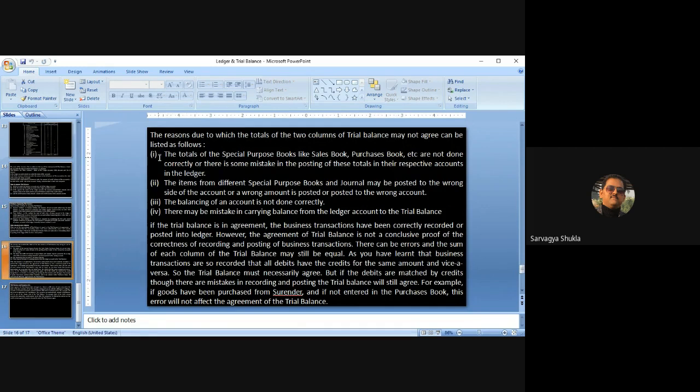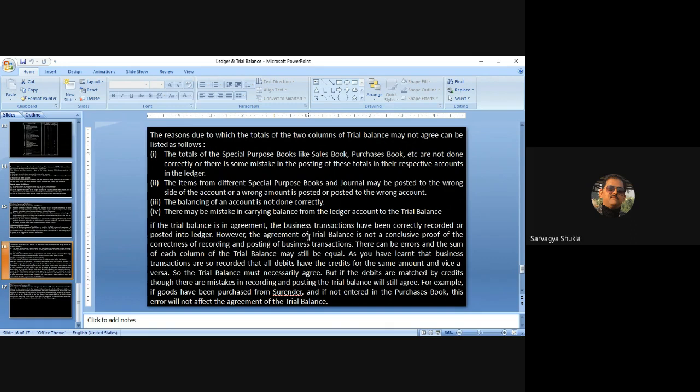First one, the total of the special purpose books like sales book, purchase book, etc. is not done correctly, or there is some mistake in posting of these totals in their respective accounts in the ledger. The items from the different special books and journal may be posted to the wrong side of an account, or a wrong amount is posted. The balancing of an account is not done correctly. There may be a mistake in carrying the balance from the ledger account to the trial balance. So these are some errors which can occur if the total of the trial balance could not be tallied.